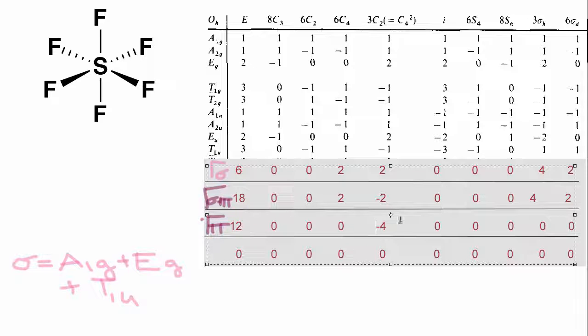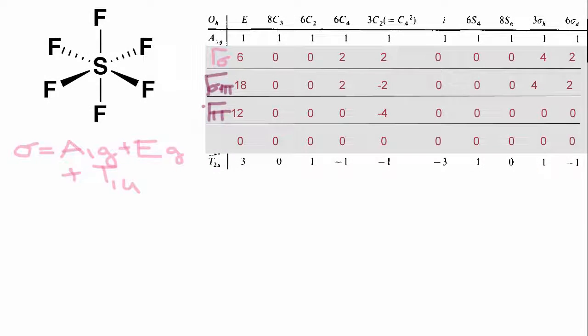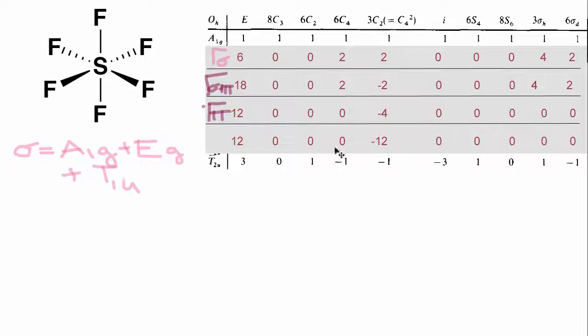And so if we now go through and we do the entire process again of identifying what the irreducible representations are, what we can then see is that in the case of A1G, if we multiply 1 times 1 times 12, we get 12. These are all zeros, so they don't matter. If we do 3 times 1 times minus 4, we get minus 12. And then the rest are all going to be zeros as well. And so we can see 12 minus 12 is going to give us 0, so A1G is not present.